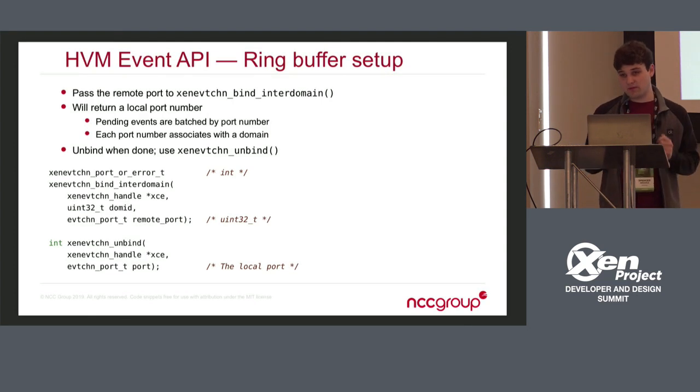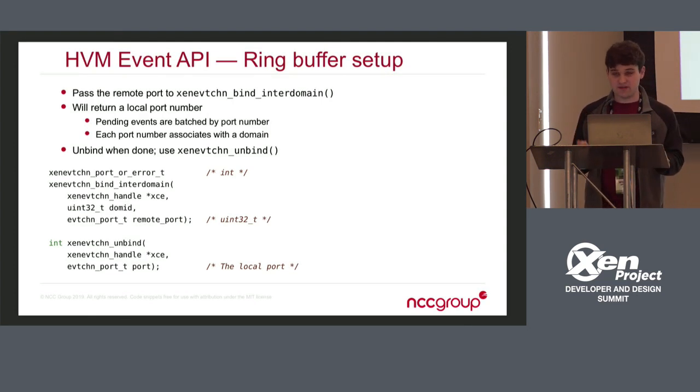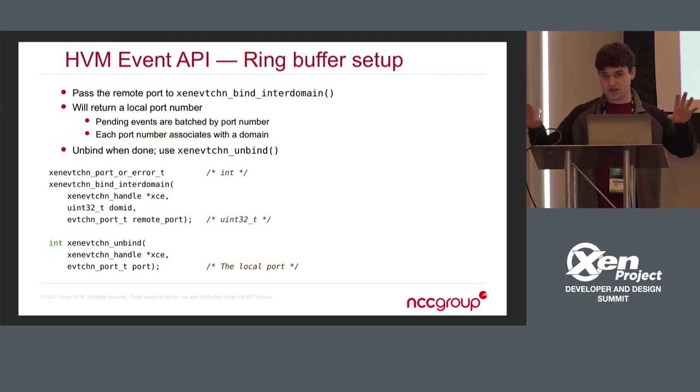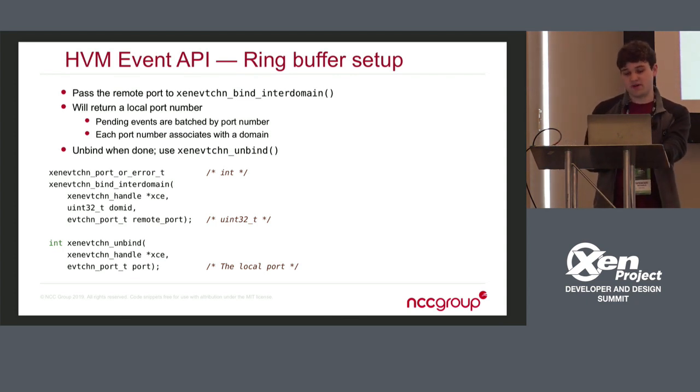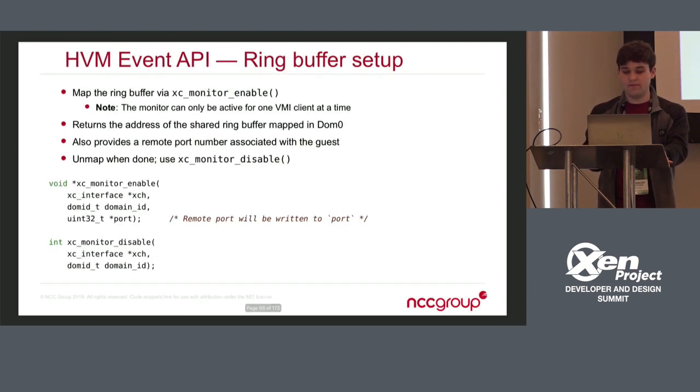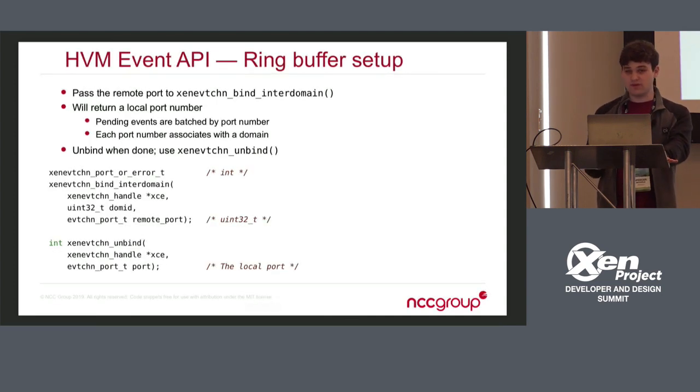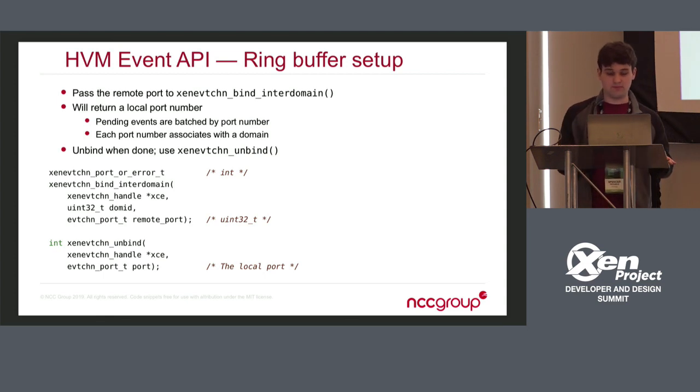Basically, you want to take that remote port number and immediately pass it to xen_evtchn_bind_interdomain, which is going to establish an event channel between the remote debugging target and your Dom0, and will return you a local port number that is associated with your side of the event channel. You want to keep that port number around and also associate it with the domain ID that you passed to xc_monitor_enable just a moment ago, because when you get pending events on the event channel, they're going to be batched by the port number, and that will allow you to associate a batch of events with the domain that they're coming from.